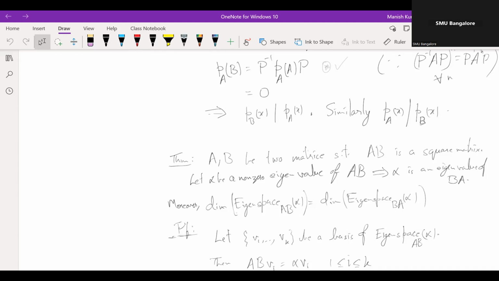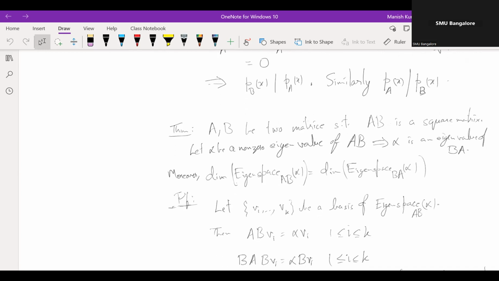Okay, of course, it can't be true for all eigenvalues, right? Because in the diagonalizable case, for instance, the sum of the dimensions of the eigenspaces must be the whole of the dimension of the vector space. Yeah. So the only change can happen only for the zero eigenvalue. That is what the theorem says. Okay, so let's try to see a proof. It's not that difficult.